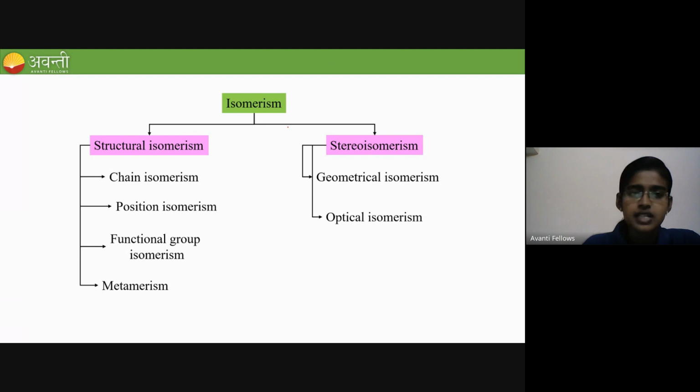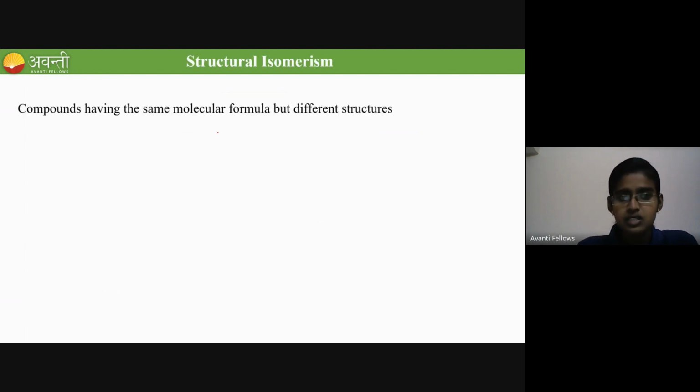First I'll start with structural isomerism. What is meant by structural isomerism? Compounds having the same molecular formula but different structures are called structural isomers. In all cases the molecular formula will be the same, but if the structures are different, it is called structural isomerism. In chain, positional, functional, and metamerism, the structures will be different, which is why they come under this category.